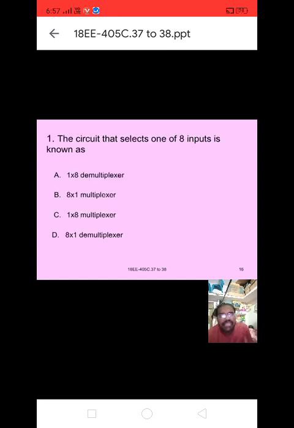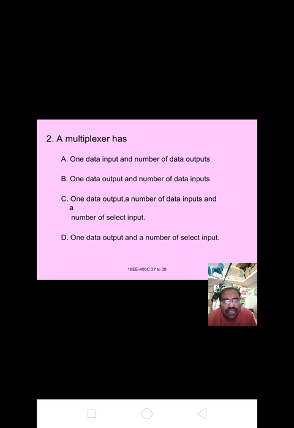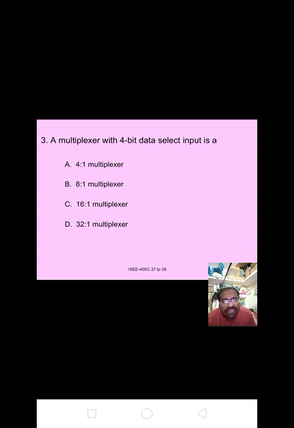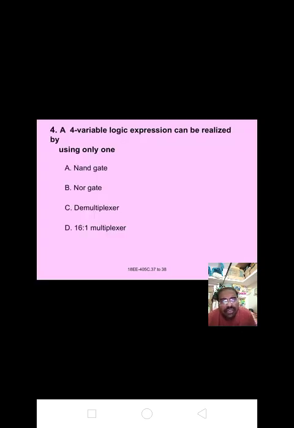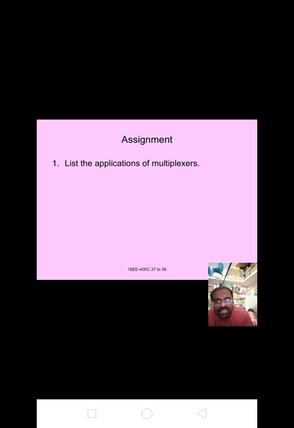Once again I am repeating the quiz also. The circuit that selects one of the 8 inputs is an 8 into 1 multiplexer. A multiplexer has one data output and a number of data inputs. A 4 bit data select is a 16 into 1 multiplexer. A 4 variable logic expression can be realized by a 16 into 1 multiplexer. This is the quiz, frequently asked questions.